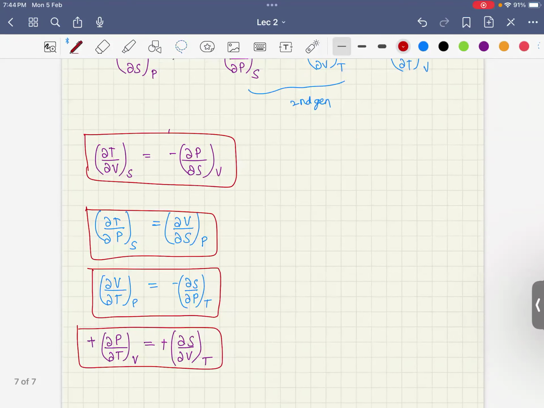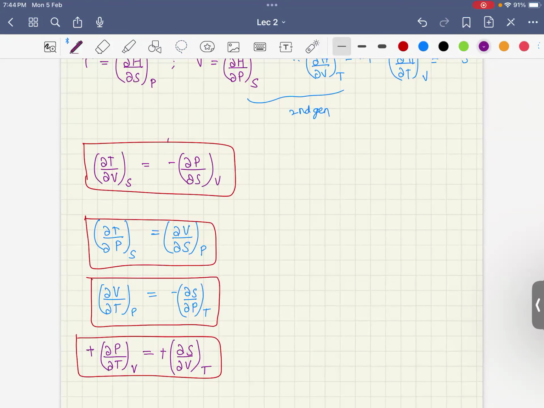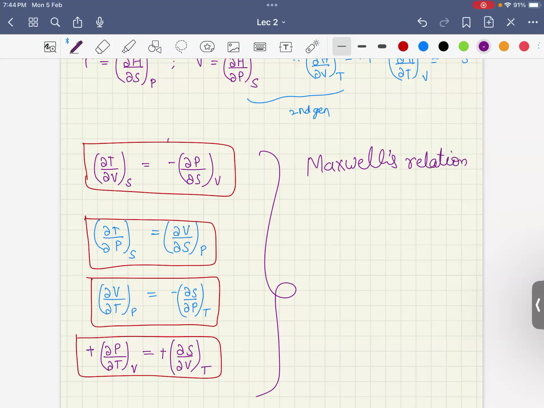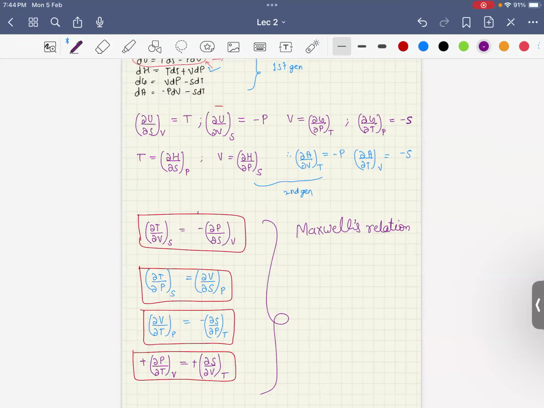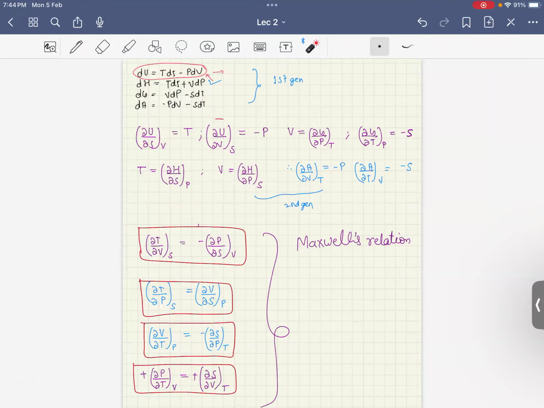These four together are called Maxwell's relations. See, so many equations. 1, 2, 3, 4, then 5, 6, 7, 8, 9, 10, 11, 12, 13, 14, 15, 16. So now 16 equations. If you just try to remember this, it is going to be very cumbersome. It's very difficult to remember.